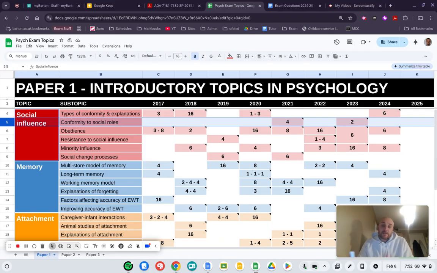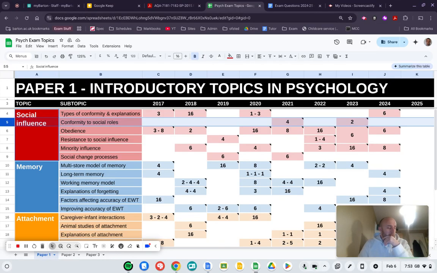In social influence, at least, they've never gone 2 years without a 16 marker. So on the balance of probability, you are probably going to get a 16 marker this year. I don't think it would be social change processes, but I mean, it could be a 6-4-6 essay, social change processes. That would be reasonable and logical.